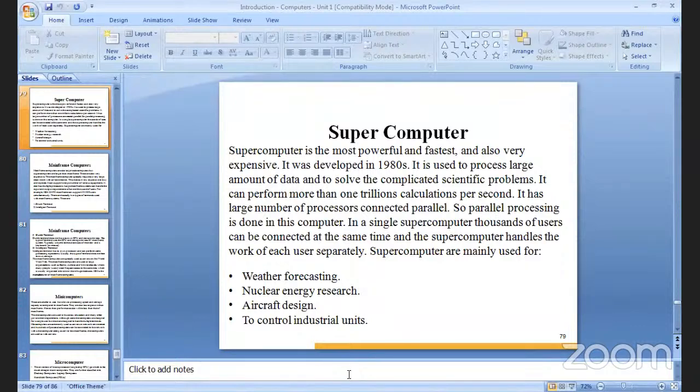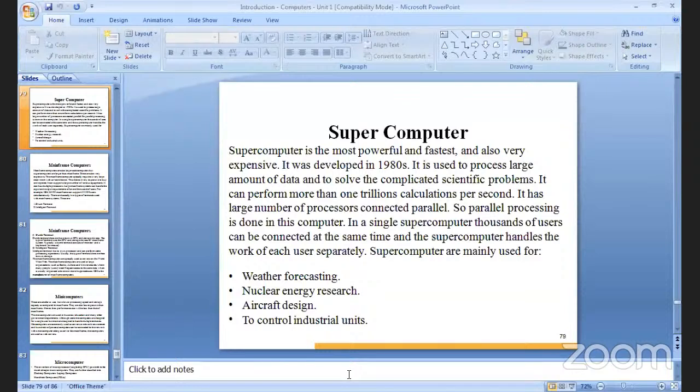In a single supercomputer, thousands of users can be connected at the same time, and the supercomputer handles the work of each user separately. Supercomputers are mainly used for weather forecasting, nuclear energy research, and aircraft design to control the industrial units.